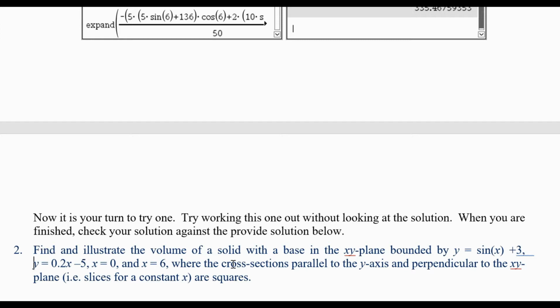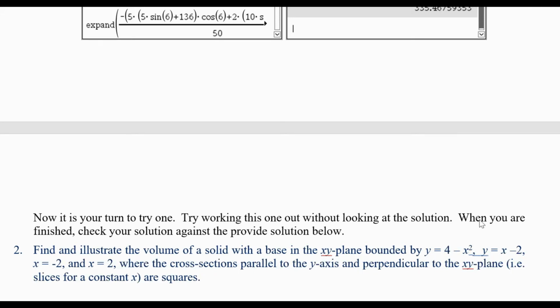So find and illustrate the volume of the solid with a base in the xy plane bounded by y equals sine of x plus 3. I'm sorry, that's the same formula. Let me change this to what I want it to be. Okay, here we go. y equals 4 minus x squared, y equals x minus 2, x equals negative 2, and x equals 2 are going to be the boundary curves for the region in the xy plane.